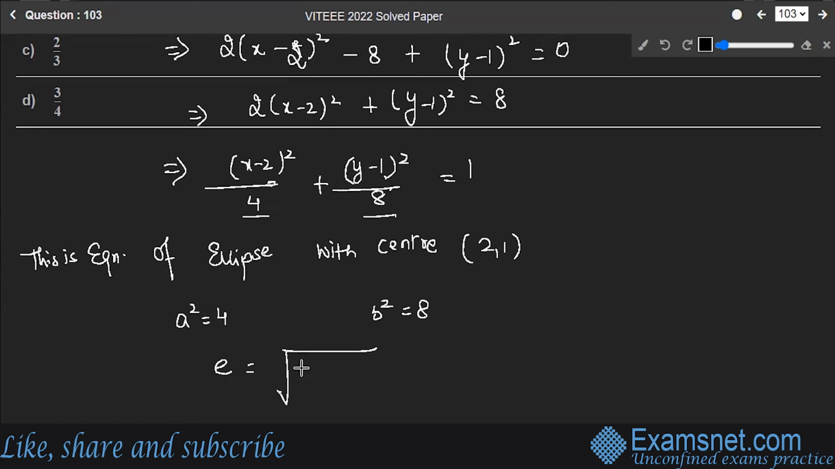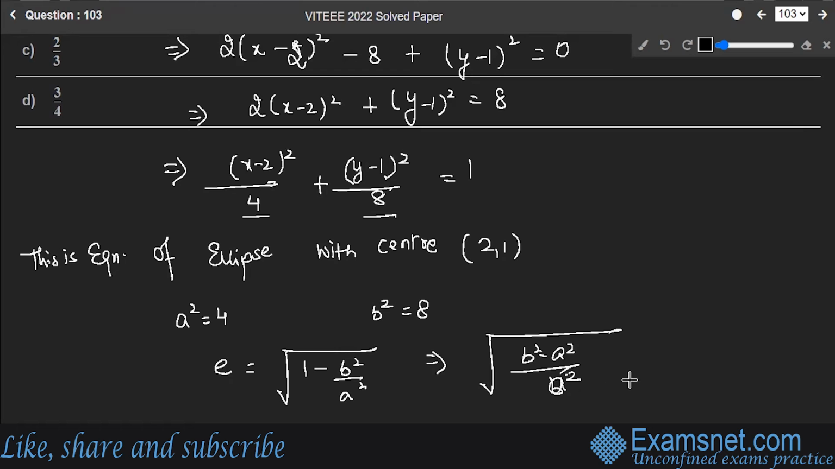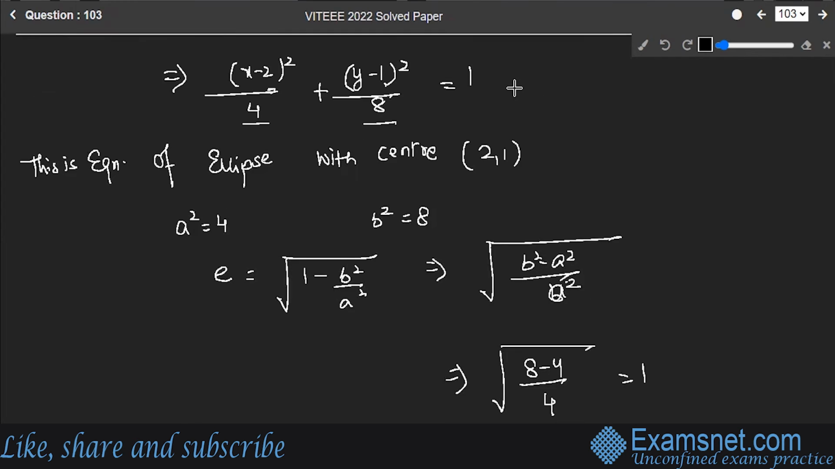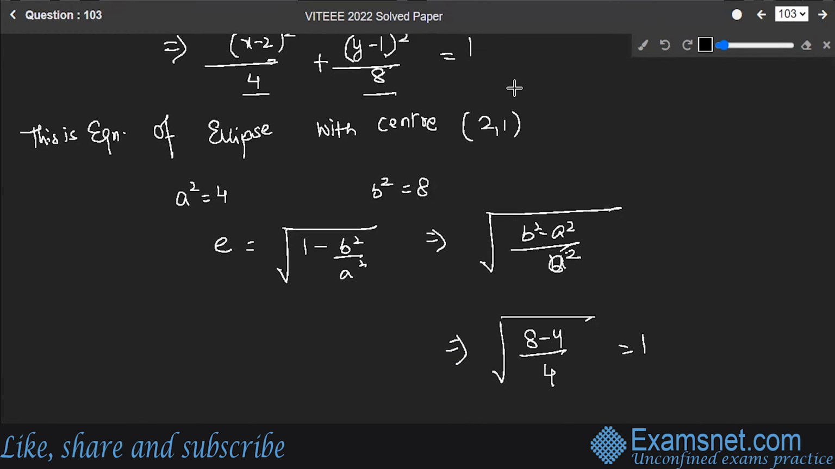Eccentricity formula for the ellipse is root of 1 minus b square upon a square. That is equal to root of (b square minus a square) upon a square. So this is equal to 8 minus 4 upon 4. That is equal to 1. Okay. Sorry, a square.